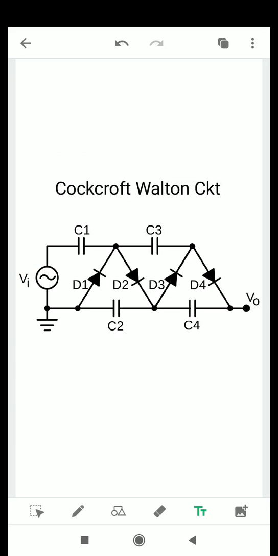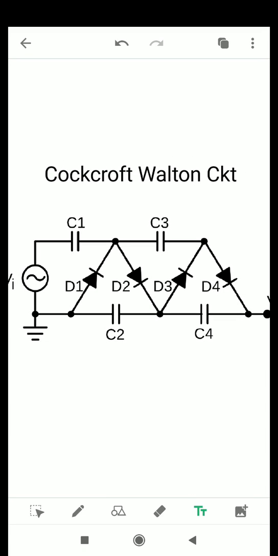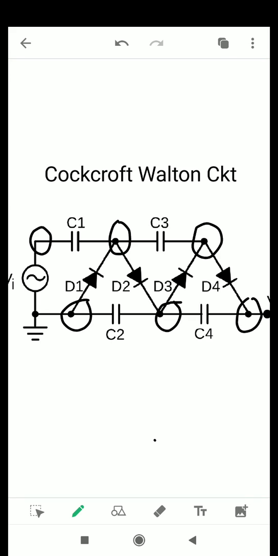Now coming to the construction of the circuit, we can see in between any two junctions there is a capacitor. Between these two junctions there is a capacitor. In between these two junctions there is capacitor C3. Similarly in between these junctions C2 and C4, like this.